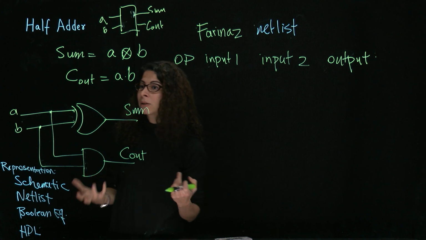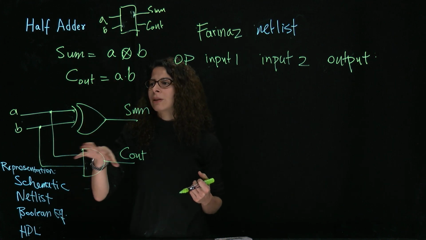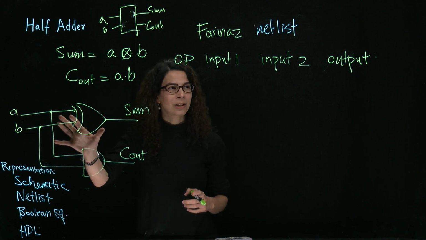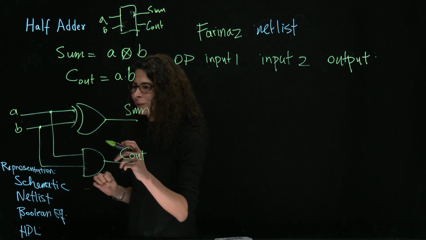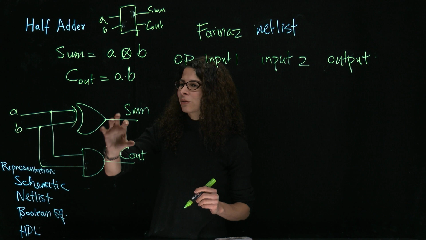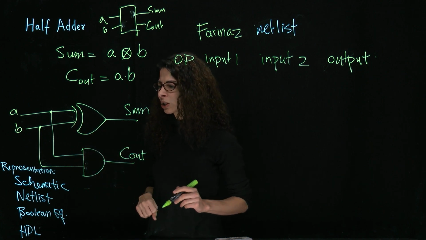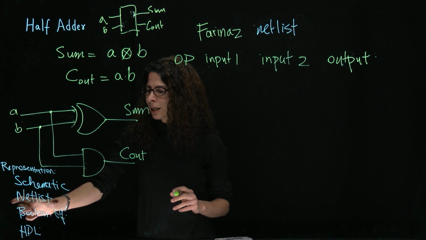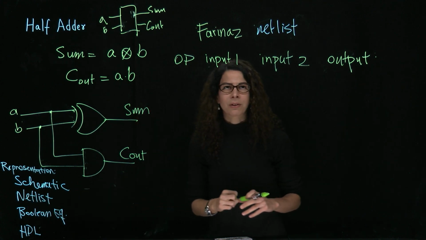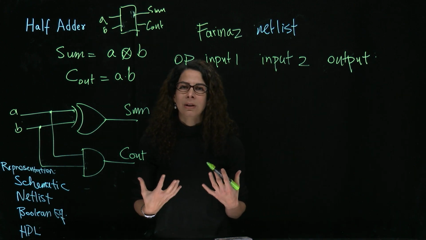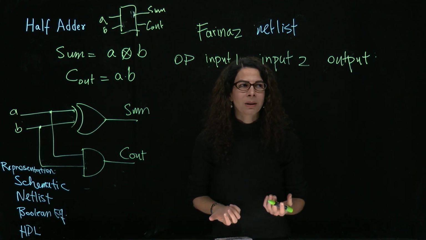Now, I could go ahead and show this in terms of gates. This is a schematic representation for this adder. You see the XOR and the AND gate in a schematic representation. I could also make a netlist for this, and there are different standard formats for the netlist.